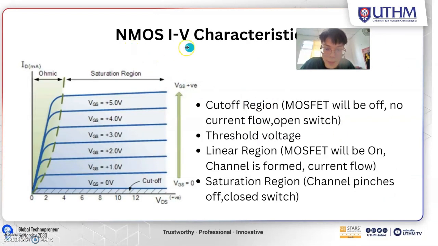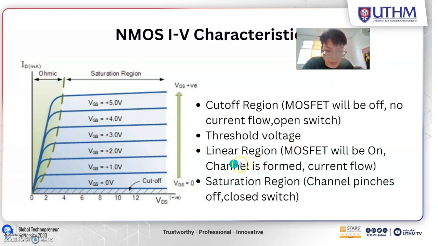So NMOS IV characteristic. In the cut-off region, the NMOS will be turned off. So no current is flowing through the channel, and the transistor acts as an open switch. And second, threshold voltage. Threshold voltage is the minimum gate and source voltage needed to create a conductive path below the gate, which is a channel. So when the channel is formed, the MOS transistor is turned on.